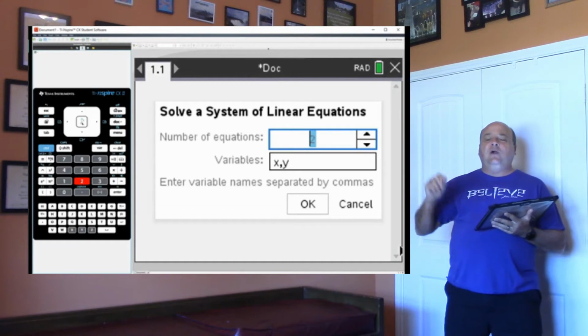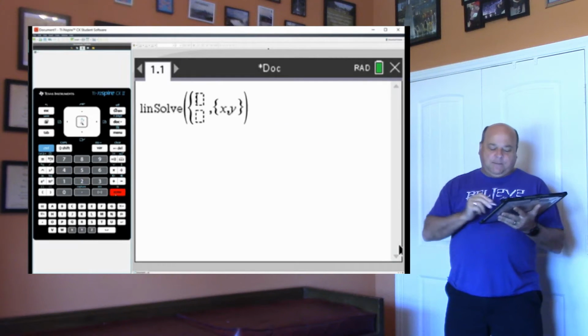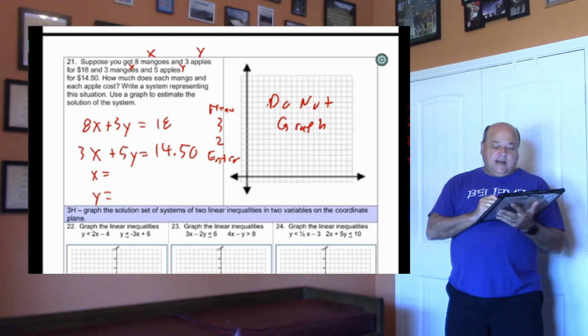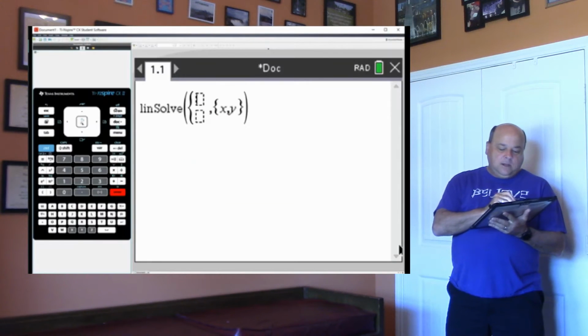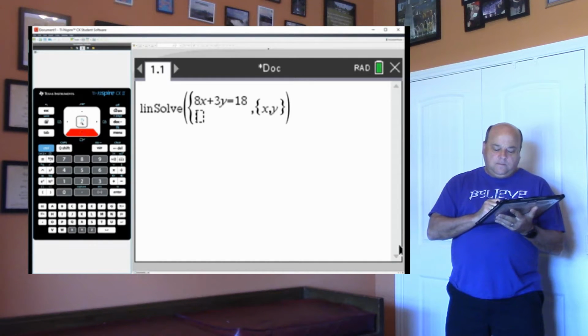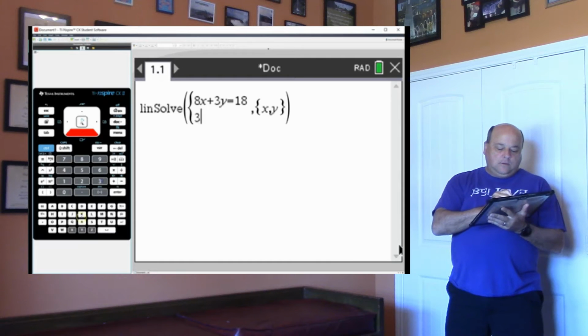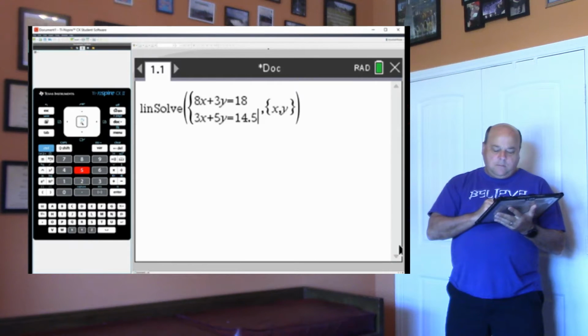And now, you never ever change this in Algebra 1, okay? So just hit enter. And now we type in our equation. So it's 8x plus 3y equal 18. So 8x plus 3y, and the equal sign is to the left of the 7, 18. Then you hit the down button. And then you type in 3x plus 5y equal 14.5. Make sure that's right.